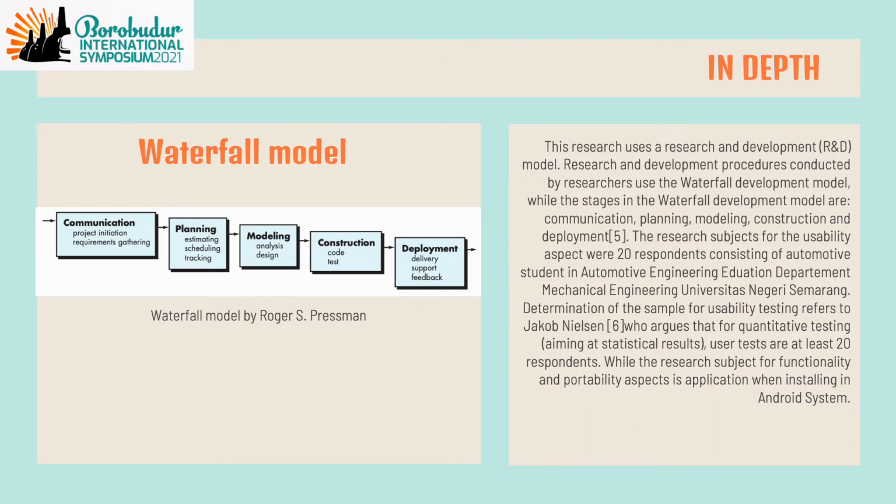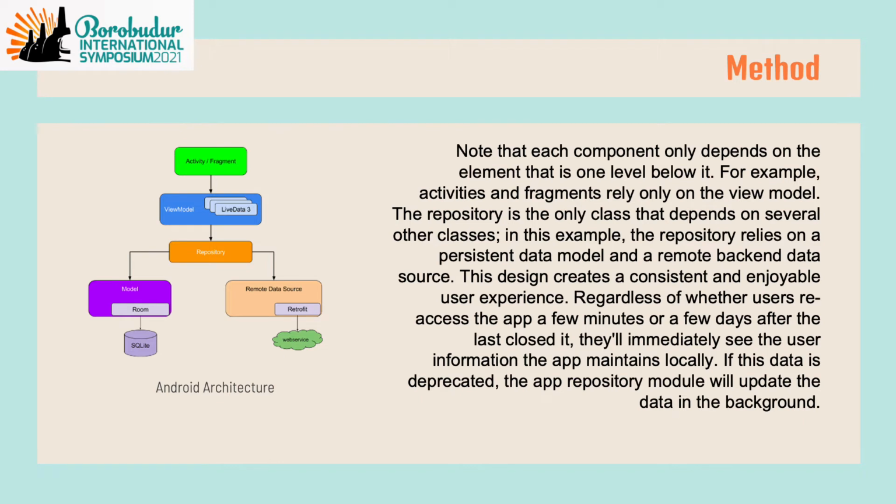And then for the construction, we use Android Studio to develop the application. This is the Android architecture. Note that each component only depends on the element that is one level below. For example, activities and fragments rely only on the view models. The repository is the only class that depends on several other classes. We use this architecture to develop the application.